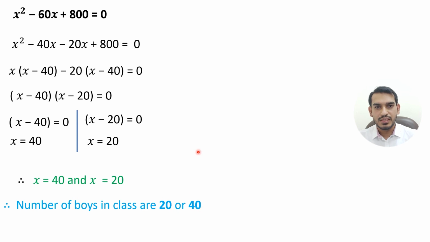Similarly, the number of girls in the class are also 20 or 40. If we take x is equal to 40 as the number of boys, the number of girls will be 60 minus 40, which is equal to 20. And if we take x is equal to 20 as the number of boys, the number of girls will be 60 minus 20, which is equal to 40.